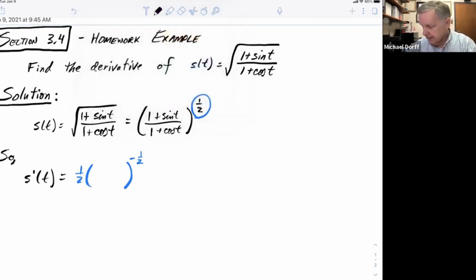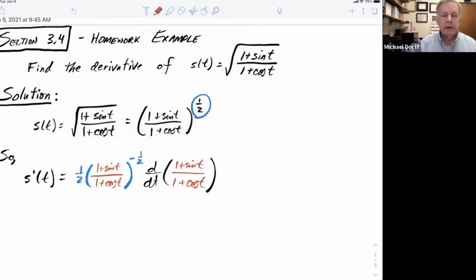The chain rule says I need to do d dt of what's inside the parentheses. All right, now a couple things here. First of all, what's inside the parentheses? Well, it's the 1 plus sine t divided by 1 plus cosine t in both of them. Also, why when I do the chain rule do I write d dt of the parentheses? Why don't I write d dx? Well, that's because my variable is t. I have t as my variable, so I need to do d dt and not d dx.